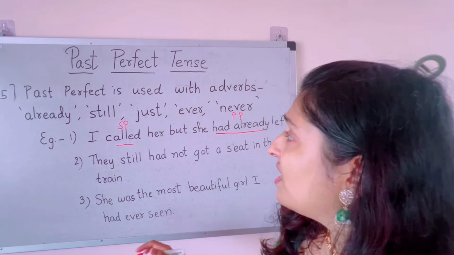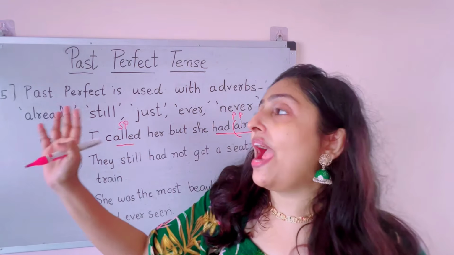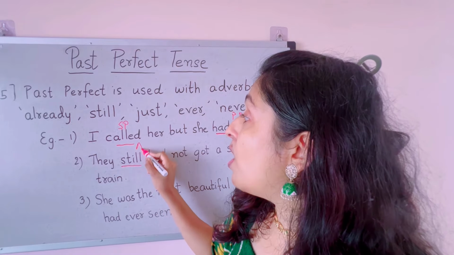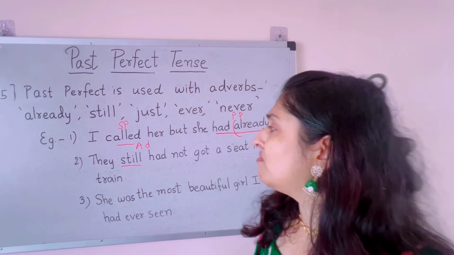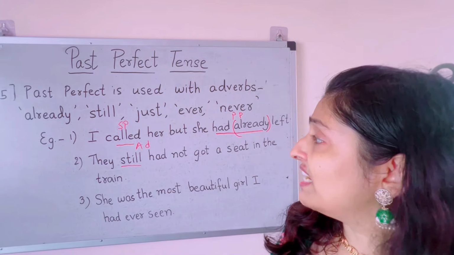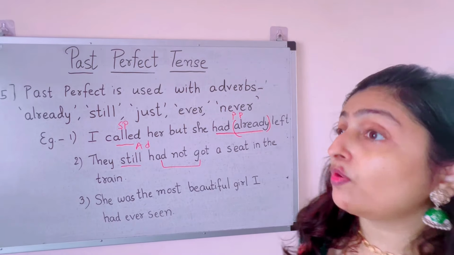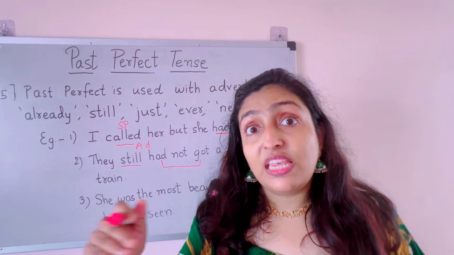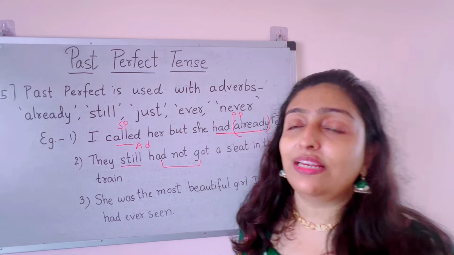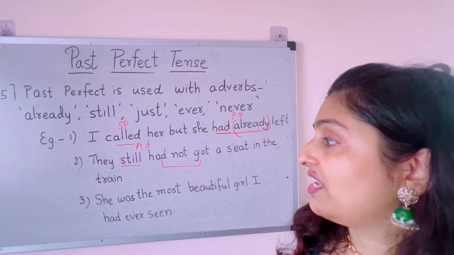Second example, and of course this is an adverb. We use these kinds of adverbs with past perfect. Now look here, this is the adverb. They still had not got a seat in the train. Okay, this is a negative sentence. Had got is in past perfect. It was night time and even then they had not got the seat in the train. So in such sentences with adverbs, we use past perfect.